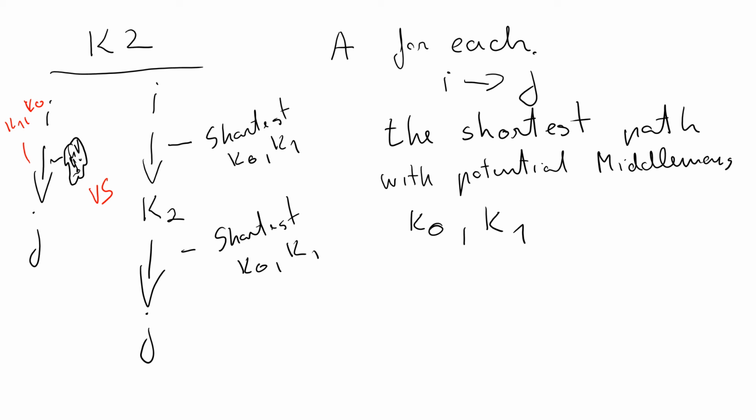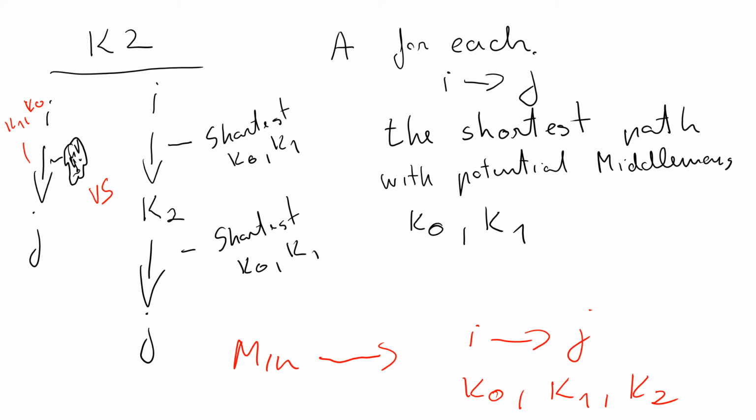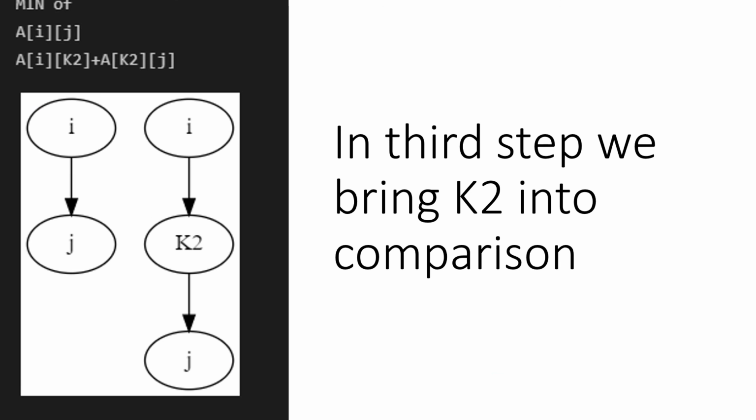So now we pick the minimum from this, and then we will know that we have this shortest path from I to j, with a potential middleman of K0, K1, and K2. So this kind of intuitively shows why this Floyd-Warshall algorithm works. Pretty much.